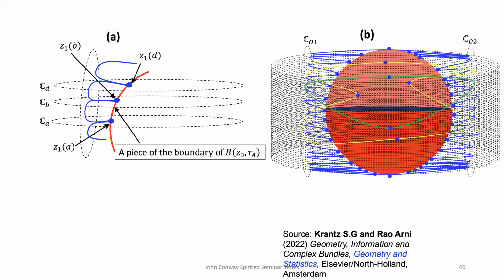So recently we proved, in the article Geometry, Information and Complex Bundles, a special form of a Jordan curve theorem. So if you consider a complex bundle, and then this is a sphere, and on this sphere, the points on the surface of the sphere are joined using the multi-level contours.